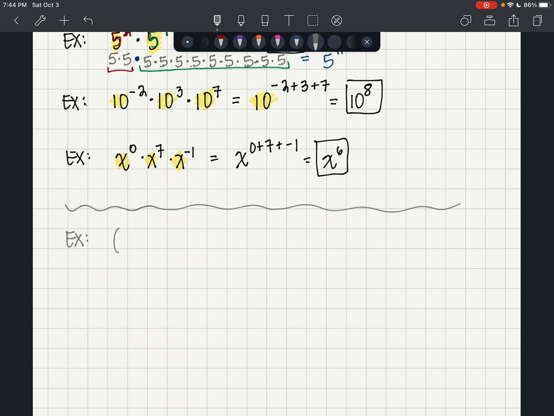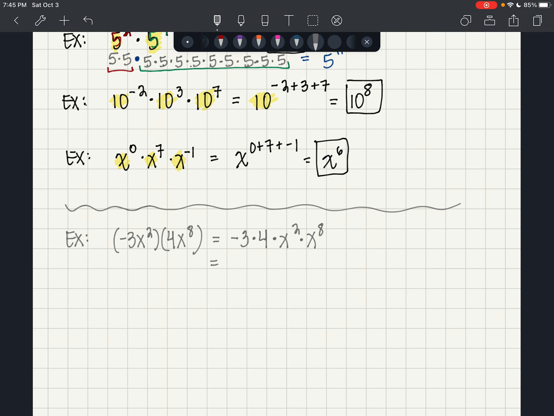Here's a different kind of example. We've got negative 3x squared times 4x to the 8th. Now, negative 3x squared means negative 3 times x squared, and 4x to the 8th means 4 times x to the 8th. So this is multiplication of 4 different factors. I'm going to put the numerical factors up front, negative 3 times 4, and then I'm going to organize the variable factors and group them by their variable base. So x squared times x to the 8th.